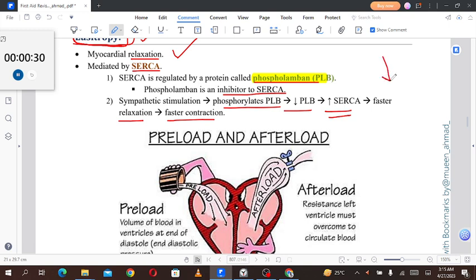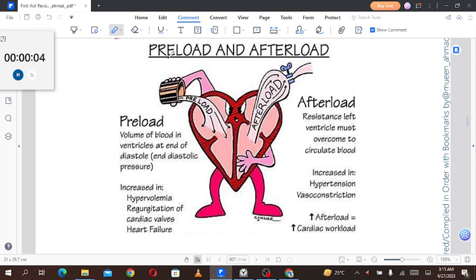That is a very beautiful concept: whenever there is beta 1 stimulation, the heart will relax fast so that it can contract fast, right? Faster relaxation means the diastolic duration will be decreased, and faster contraction means the number of systolic cycles is increased. So the total duration of the heart in the systole is increasing, and the diastolic duration is decreasing because there is faster relaxation. This is that concept.